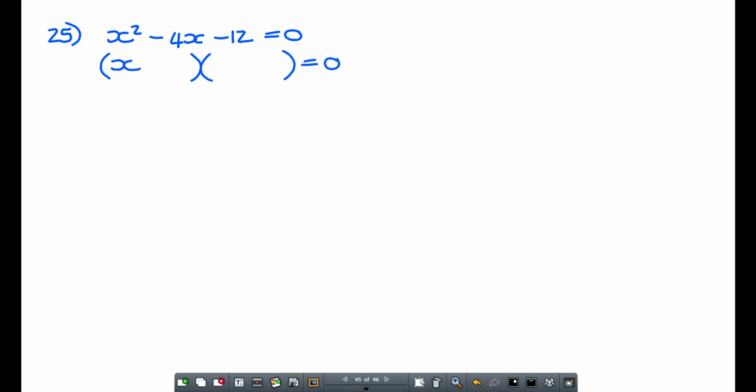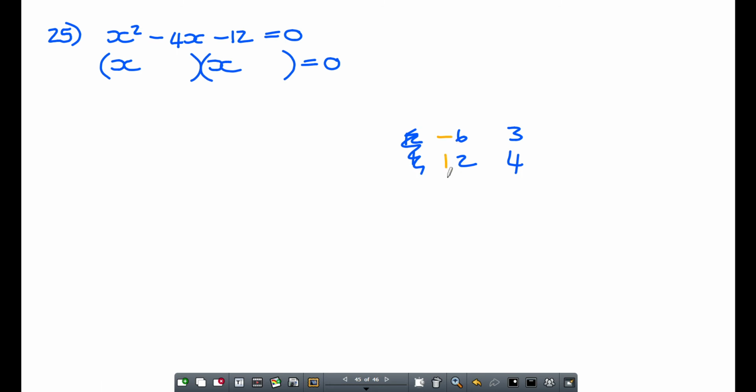Right, 25. x squared minus 4x minus 12. Now you've got to see the sign is different. Okay, so obviously trinomial. So I'm going to have x times x. And now, factors would be, we said 12 and 1, 6 and 2, or 3 and 4. Okay, we must get minus 4x. So that 12 and 1 is not going to work. The 6 and the 2 looks like it could work.